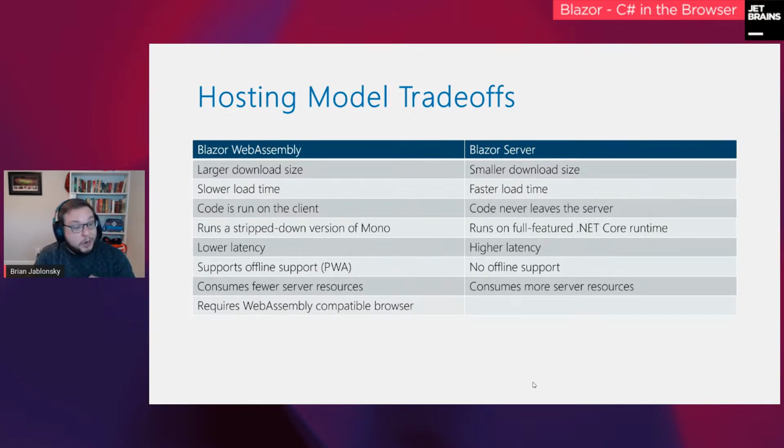With Blazor WebAssembly, the code is run on the client. Unfortunately, I didn't get to show you, but hopefully a little later I'll be able to show you that you can actually see all the actual C# code. So if you're trying to hide some things and you don't want to expose some of this code, you might not want to use Blazor WebAssembly. You might want to use it all in Blazor Server.